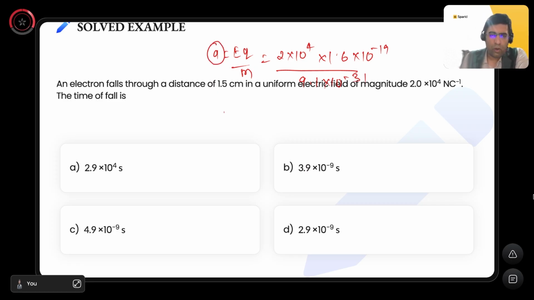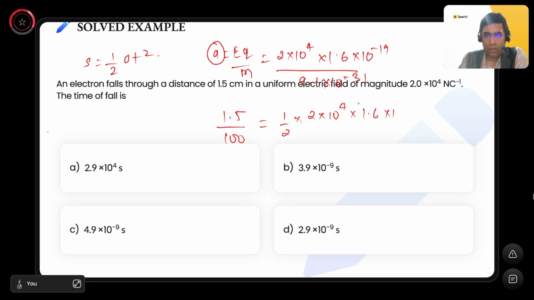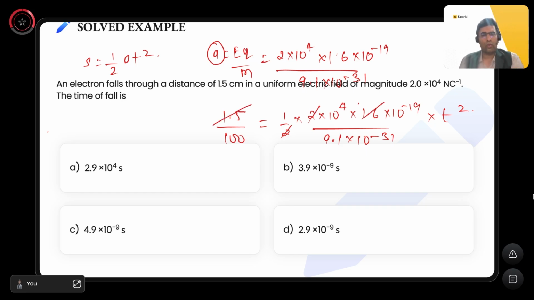So it falls a distance 1.5 centimeter. The formula that you have to apply is s is equal to half a t square. So 1.5 upon 100 is equal to half of the entire acceleration, 2 into 10 to the power 4 into 1.6 into 10 to the power minus 19, upon 9.1 into 10 to the power minus 31, into t square. Now solve this a little smartly, like 2 and 2 get cancelled, and cancel the 1.5 and 1.6. They will give you this kind of question, and when it is an easy question they will try to make it calculative.